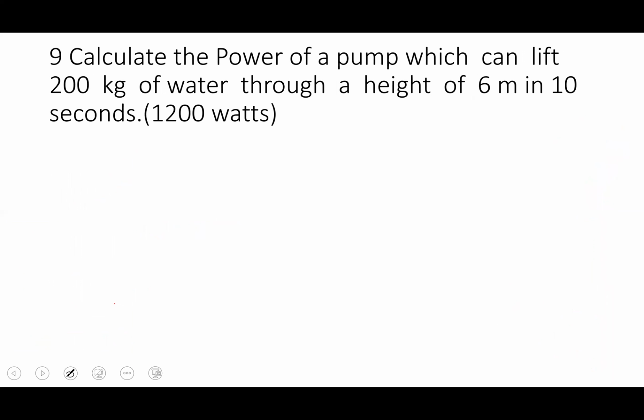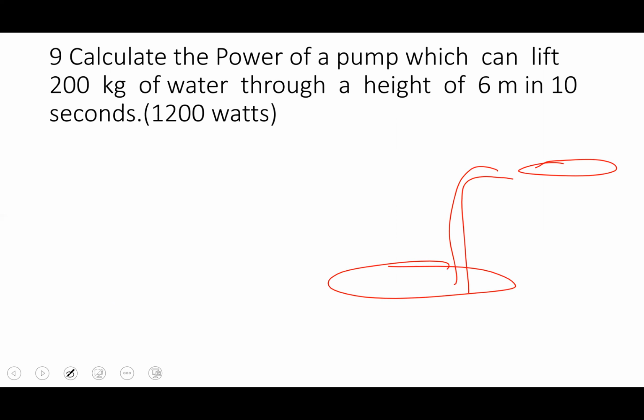Calculate the power of a pump which can lift 200 kilograms of water through a height of 6 meters in 10 seconds. That means there is a pond over here, and there is a motor which is pushing water to a certain higher pond. The motor is pushing all the water from the ground level to the water tank. So how much power is the motor basically applying?